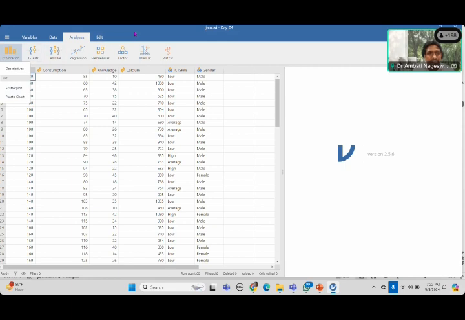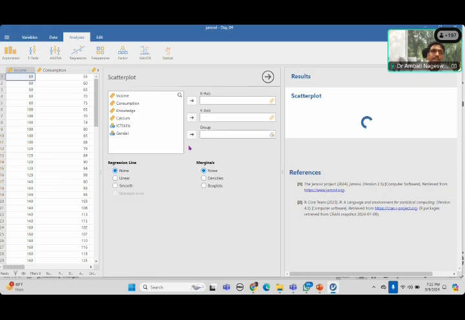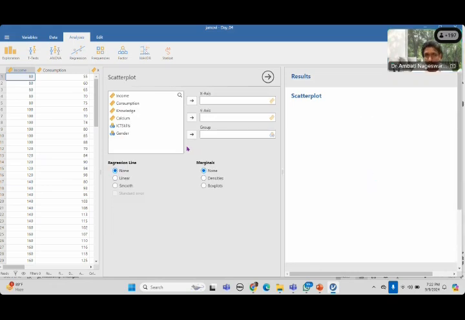In order to conduct the scatter plot, go to Analyze, next Exploration. In Exploration, there is an option called Scatter Plot. Just click on Scatter Plot. Here I'm taking two quantitative variables. One is income, the second one is consumption.